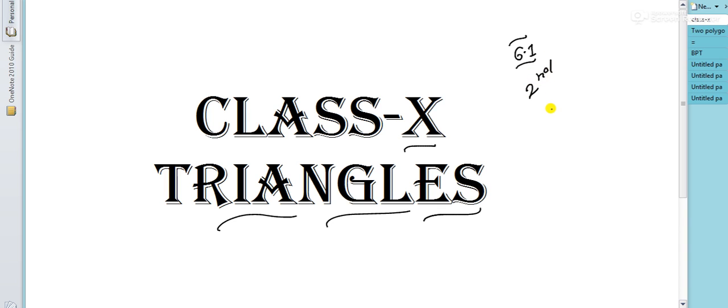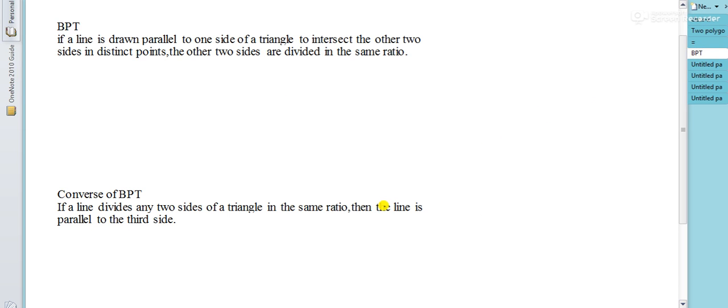If you are following the NCERT textbook, it will be mentioned as 6.2, or if you are following the Karnataka State Board book, it will be mentioned as 2.2, based on the chapter number. So this is totally based on BPT. What is this BPT? As you all know, basic proportionality theorem, or it is also called Thales theorem.